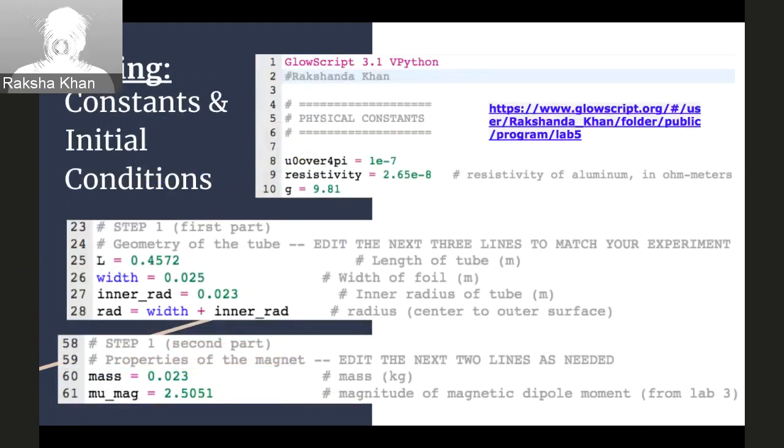Starting off with our physical constants and defining them as we usually do. So we have our acceleration due to gravity, resistance, and our mu naught over 4 pi. And then setting our initial conditions for the lab. Starting with the geometry of the tube, with the length of the tube, the width of the foil, and the radius of the tube. And then the properties of the magnet, such as its mass, and the magnitude of its magnetic dipole moment.